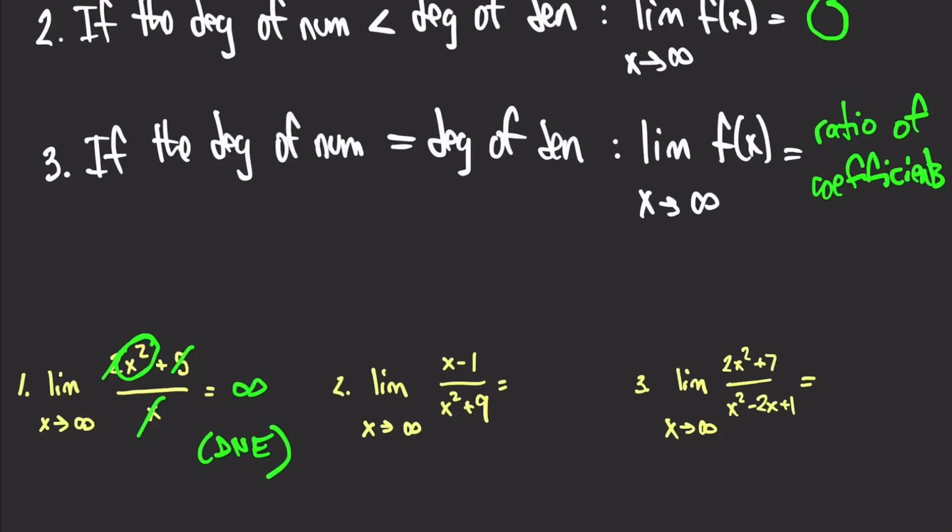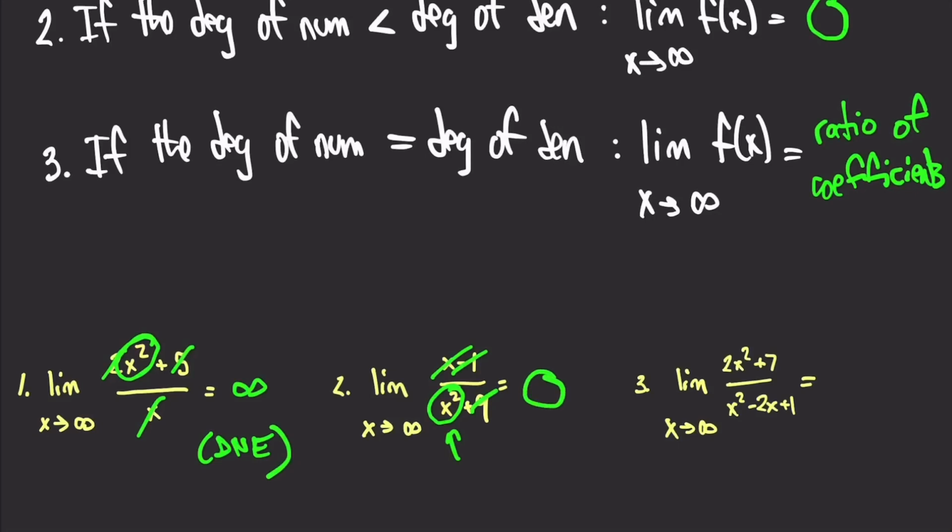In example 2, this kind of matches up with number 2 from up above. What I notice here is that the denominator has the variable with the highest exponent, so everything else goes away. Well, if that's in the denominator, 1 over infinity is 0, so that limit is going to be 0.